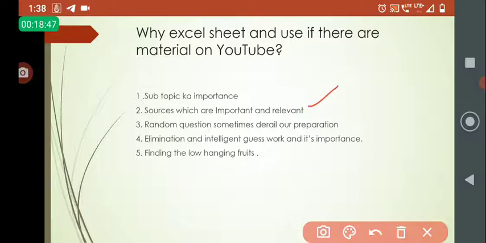Then, sources which are important and relevant. This is the main thing which happens with every aspirant. They always want that one particular source in which every question comes from. But we need to understand that this is the civil services examination. This is not IIT or NIT or any other examination where the toppers get 90% or 100%. Here the toppers get 52%, and this is because the source cannot be just one. If you can have multiple sources, well and good, but at least have one source and finish it well.